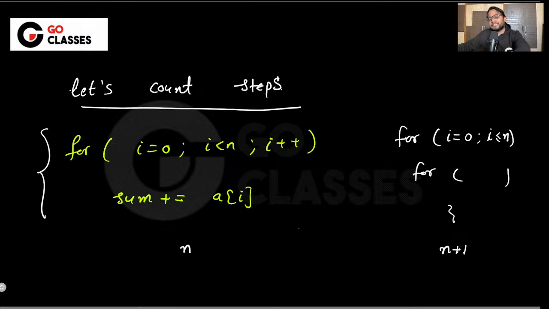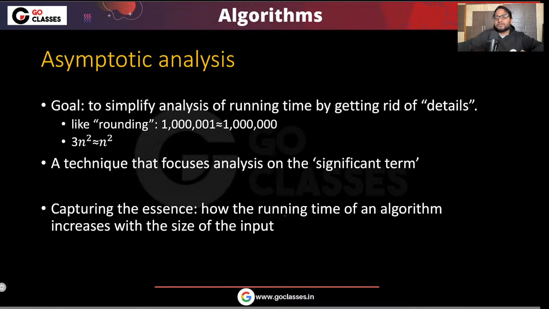So that is why we have asymptotic analysis, which says that we can get rid of the details, which means 3n square is the same as n square in the asymptotic sense. So basically we are rounding off, just like if we have some number, then we can round it off. So asymptotic analysis is basically counting steps, but rounding them, right?